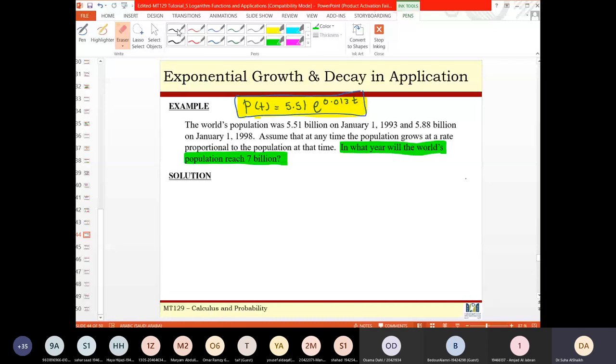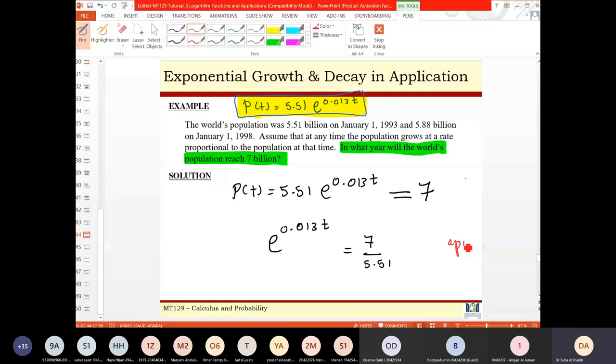So the population P of t is equal to 5.51 exponential of 0.013t, and I want this to equal 7. So exponential of 0.013t is equal to 7 over 5.51. What should I do now? Apply ln. Of course, I divide this and then I apply ln.